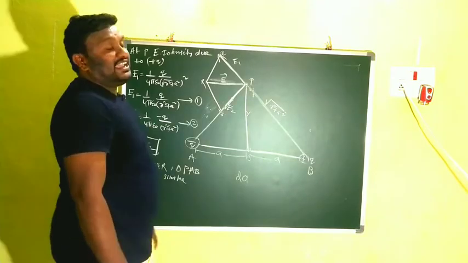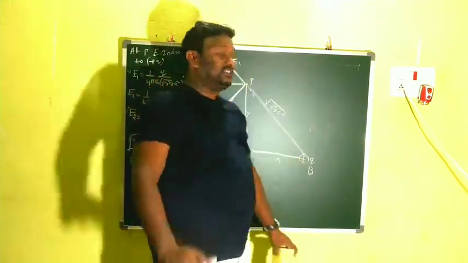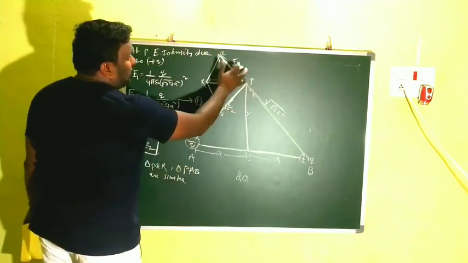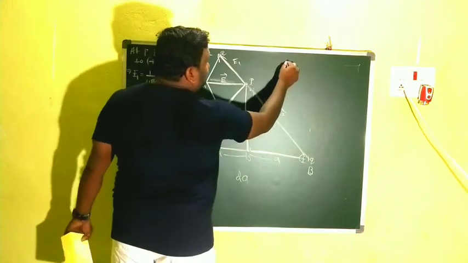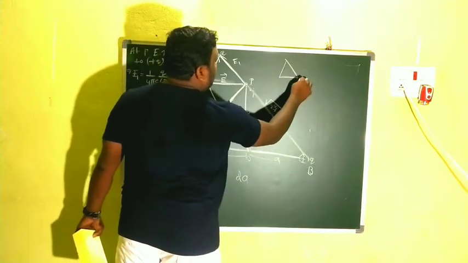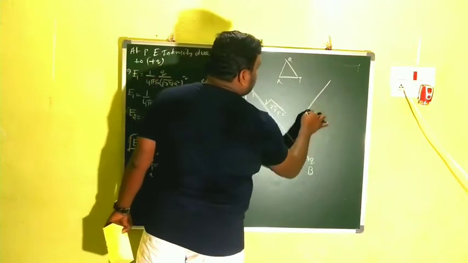We know that in similar triangles the ratio of the sides should be equal. That's why here we are writing PQ by BP. Symbol, this is what? PQR. And the next one is what?